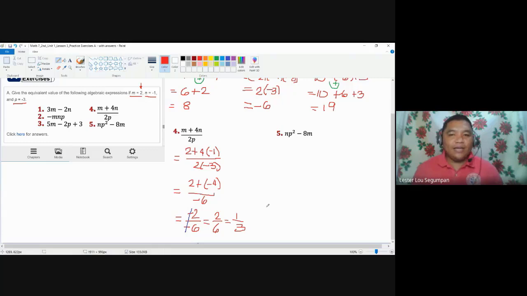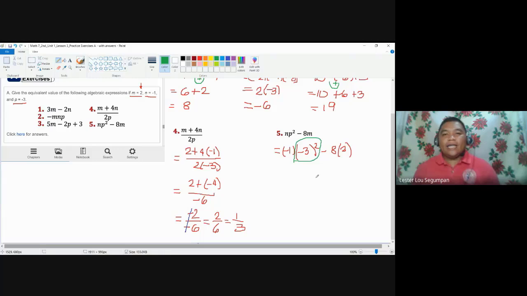Finally, for number 5 here, we will still use the values m as 2, n as negative 1, and p as negative 3, for the expression n times p squared, so negative 1 times negative 3 squared, minus 8 times 2. Now, before we proceed with that, there is the notation here of squaring, as I have mentioned before, and it will be emphasized more by the next lesson.